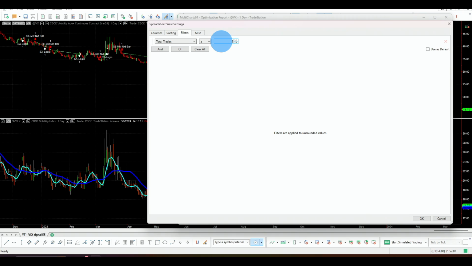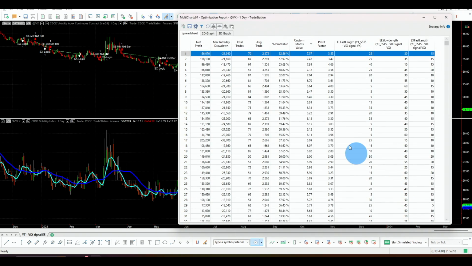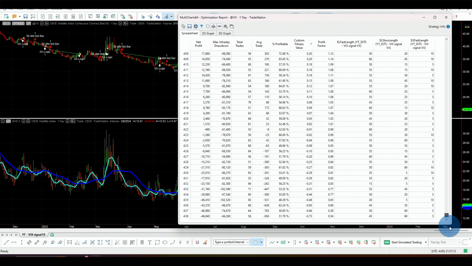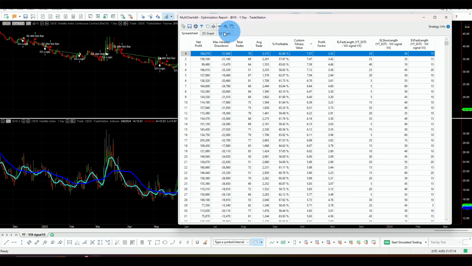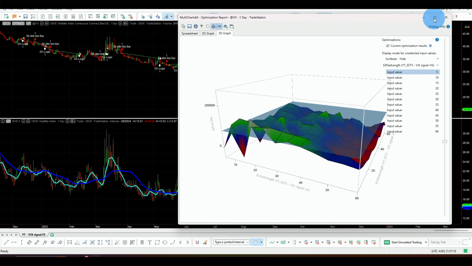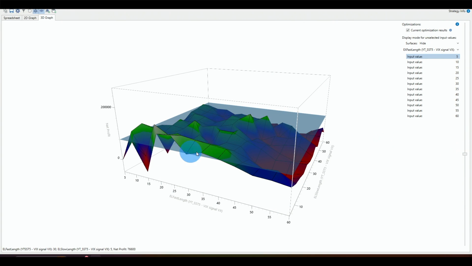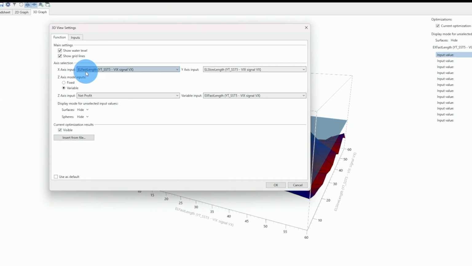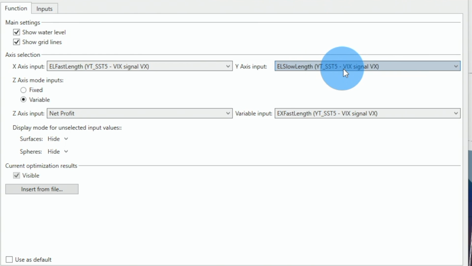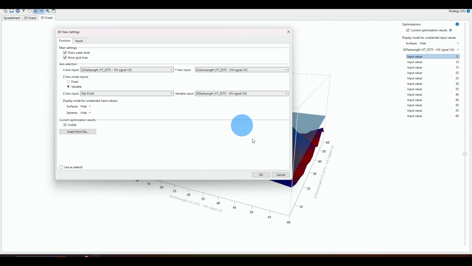So let's filter for 50 trades because we're not going to have too many trades. And let's see, we have 403.8. And let's look at the graph. Okay, so this is about $80,000. So right now what we have is the fast length and the slow length. The z-axis is net profit. And then this filter is the exit. Remember, the exit fast length and then the exit slow length moving average is 3 times the fast length.